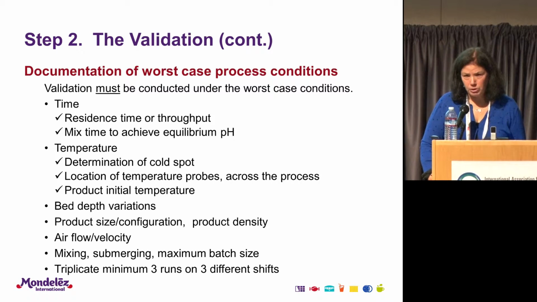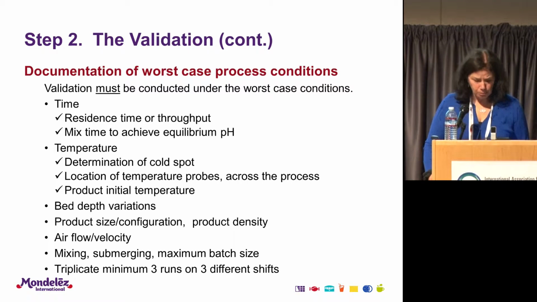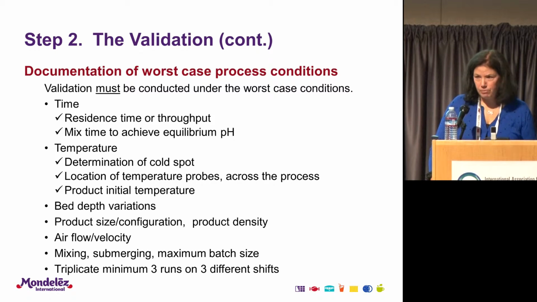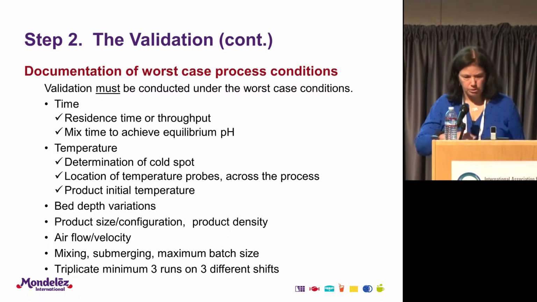If you're looking to achieve equilibrium pH, maybe mixed time is your worst case condition. For temperature, determination of the cold spot in the process, and location of the temperature probes across the process. This has to be related to where you have determined where the cold spot is. The product initial temperature. Bed depth variations, if you're using a belt roaster and you're just depositing the product in a line, you have to make sure you have a bar there to cut off different hills and valleys in your bed depth. Product size or configuration. If you're doing split nuts or whole nuts, you want to make sure you do that at the worst case.